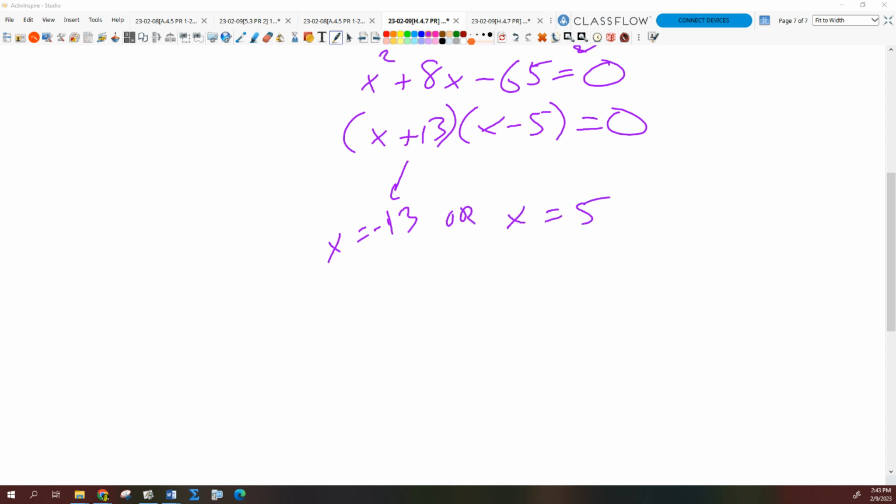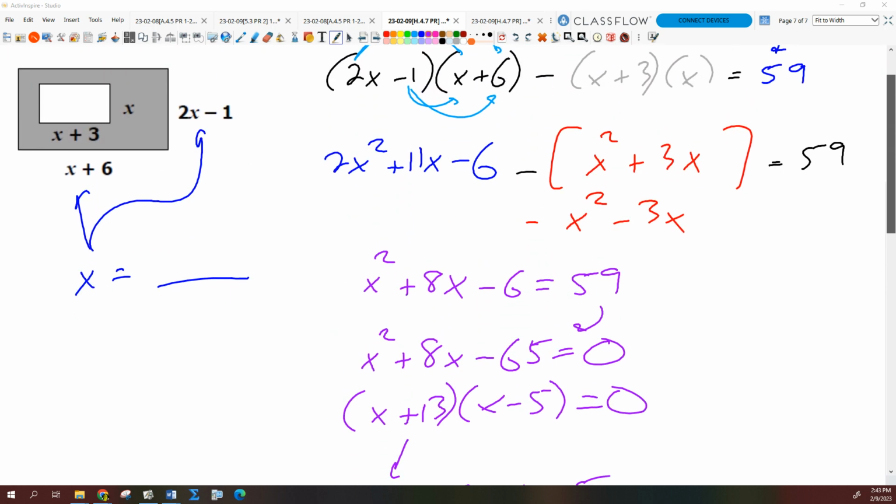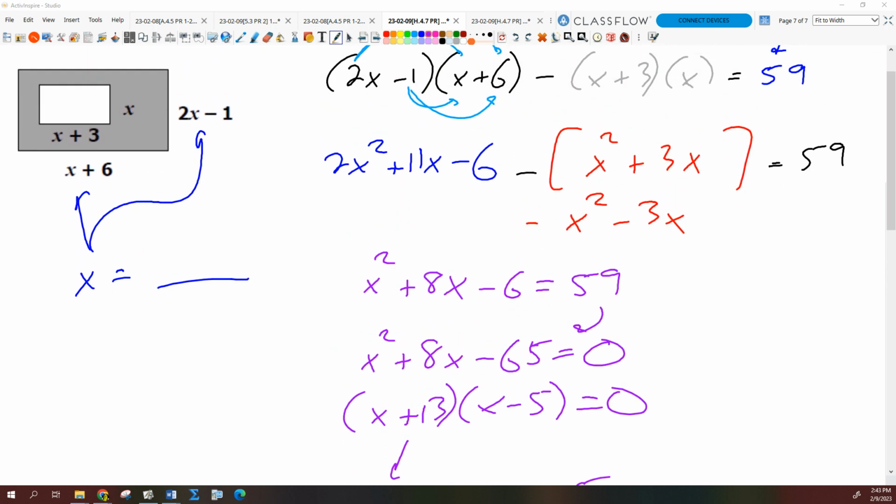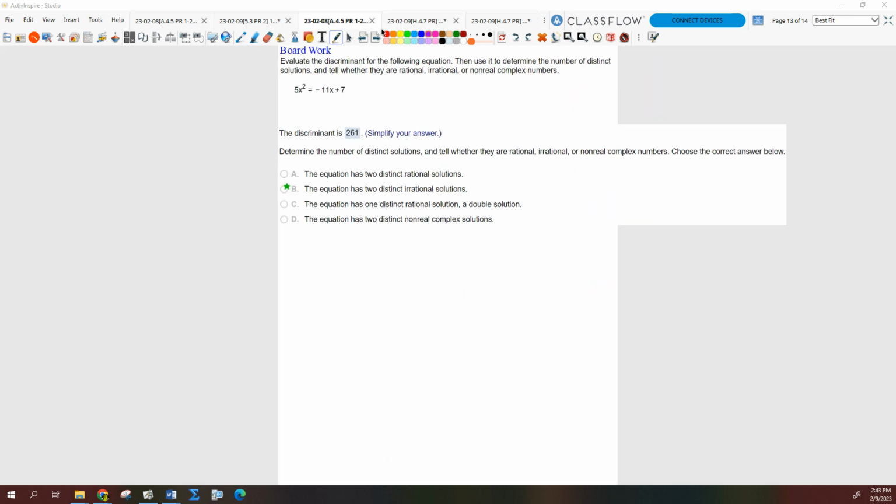Which one would we have to keep? Negative 13 is not going to work, is it? How come? Because I'm going to get negative dimensions, right? No negative is going to work here, is it? But it's conceivable that maybe a negative would have worked if those had been slightly different expressions, and when I plugged it in, I still got positive answers, right? But in this case, negative 13 is no good.